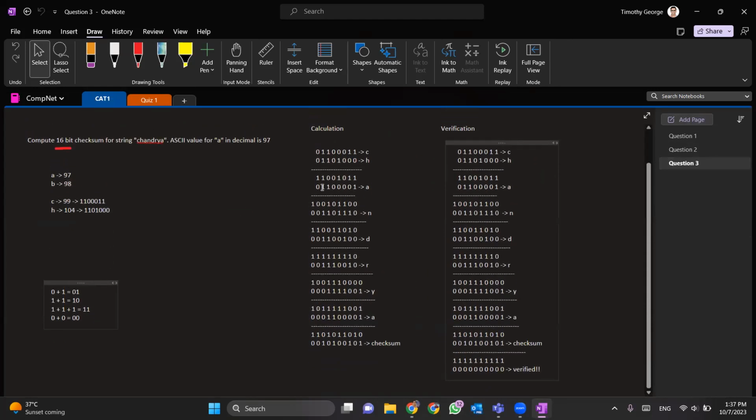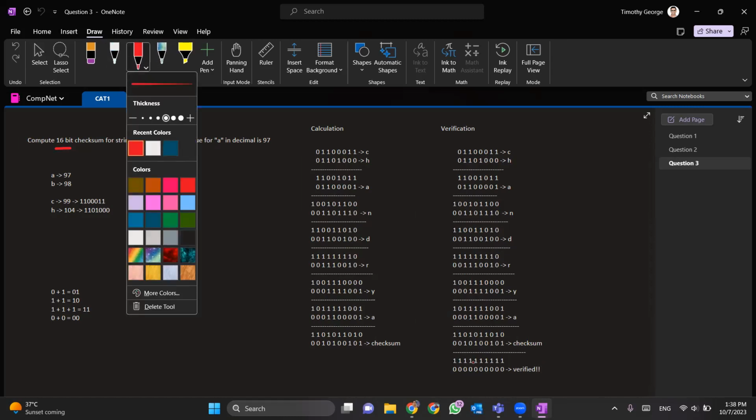Yeah. So what we did in checksum was we added all the individual data points, got a value, took the ones complement and got the checksum. Then when we took the entire thing and added the checksum also, finally we got all ones. And following the same procedure, we have to take the ones complement. When we took the ones complement, we got all zeros.